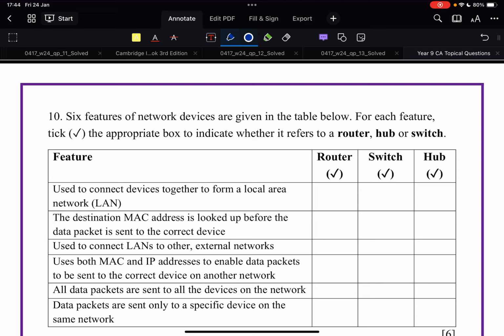Used to connect devices to form a local area network. Two things do this, so this is the switch and this is the hub. The destination MAC address is looked up before the data packet is sent to the correct device. So this is done by the switch. Used to connect LANs to other external networks. That is done by the router, please.